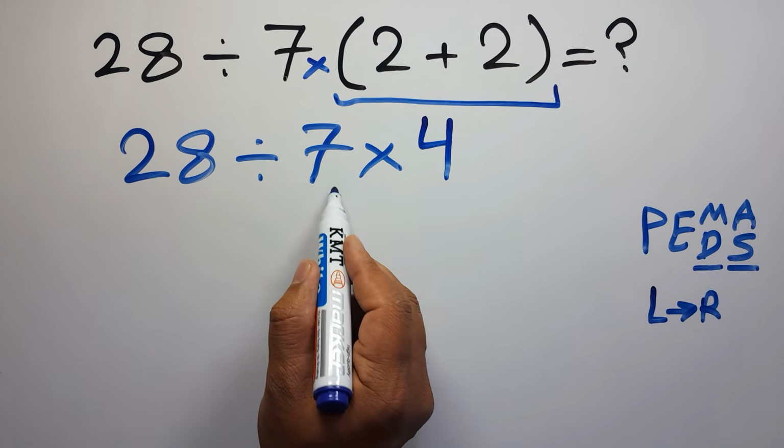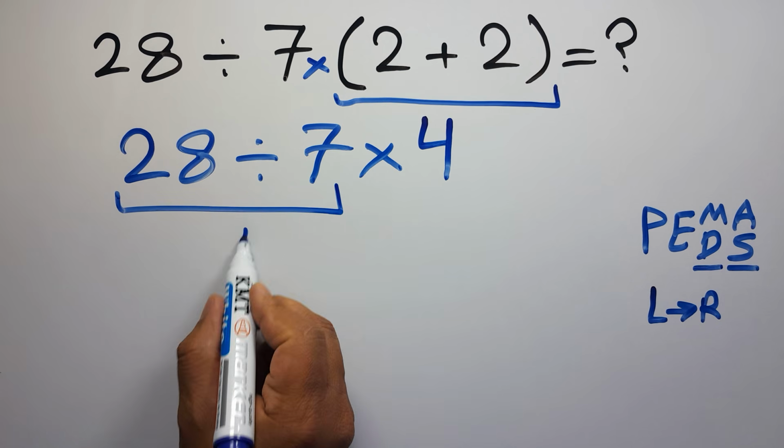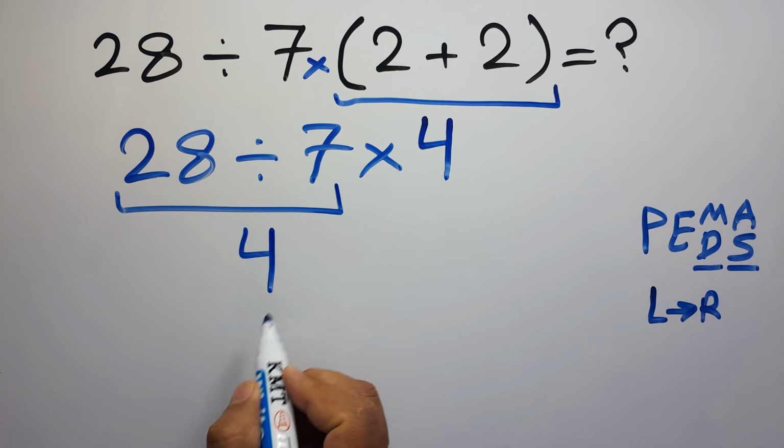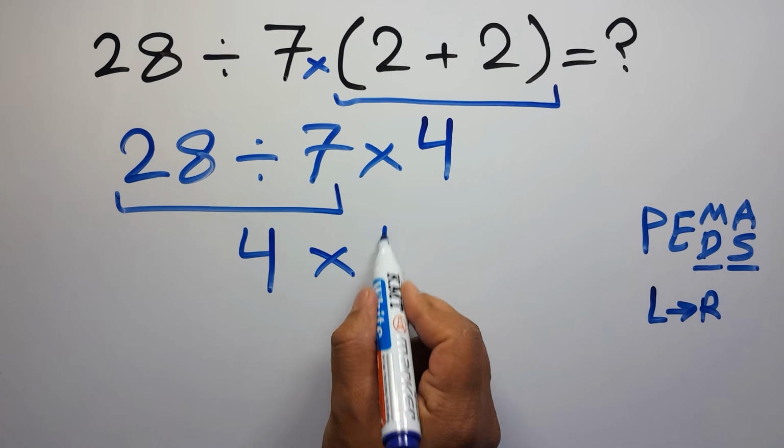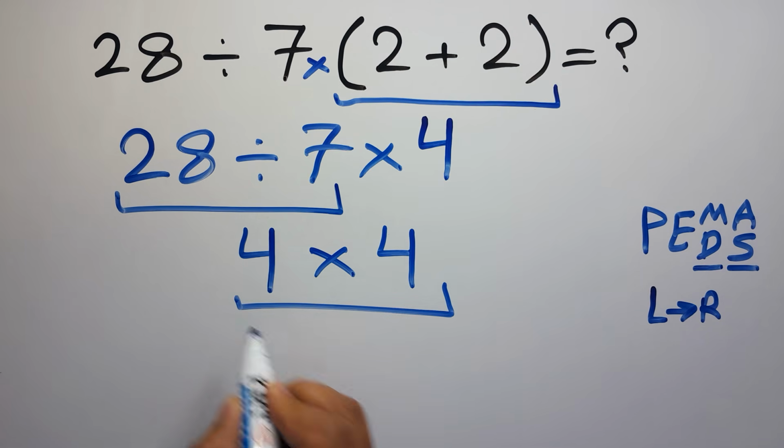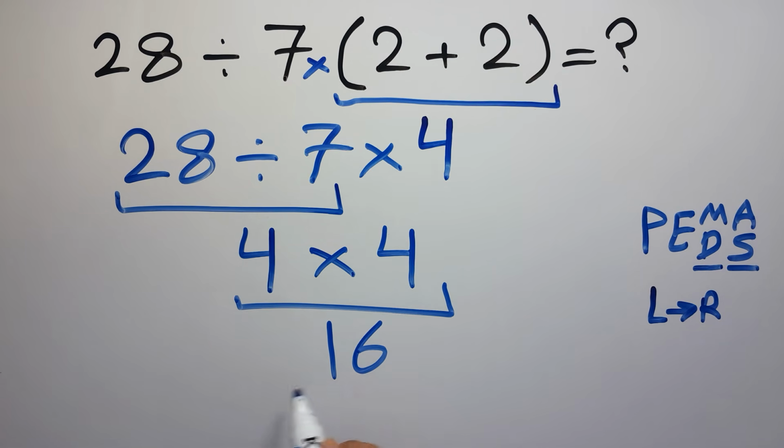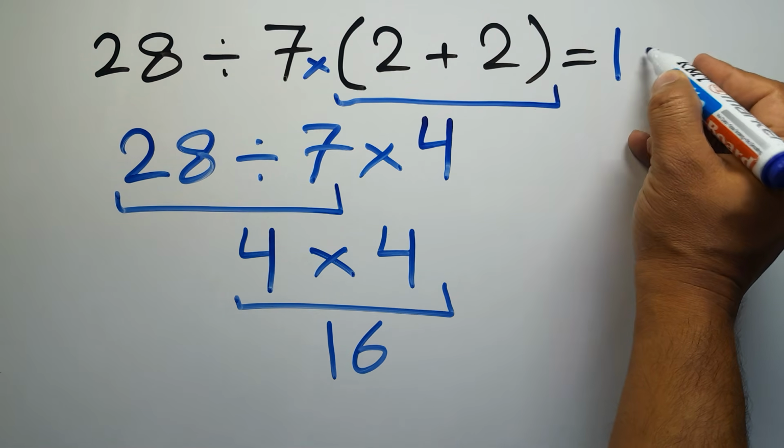28 divided by 7 equals 4. So we have 4 times 4, which equals 16. And this is our final answer to this problem. The correct answer is 16.